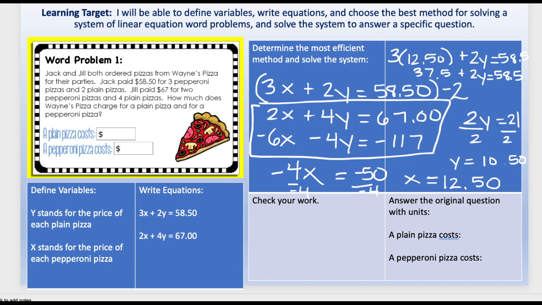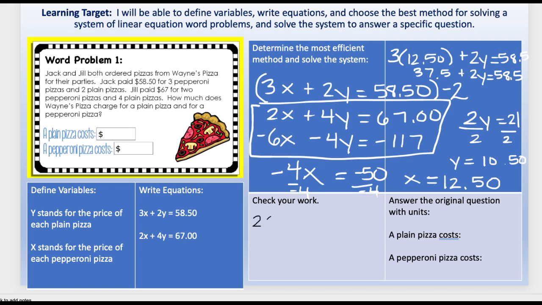All right, so I think that the price of each pepperoni pizza is $12.50 and the price of each plain pizza is $10.50, but I need to check my work, so I'm going to change pen colors here because the white is not going to show up very well. And I'm going to make it a little smaller so that I have more space. Okay, so since I used that first equation to help me solve y, I'm going to use the second equation now to check my work.